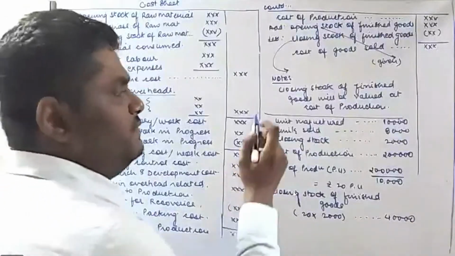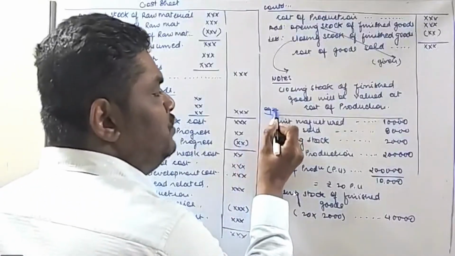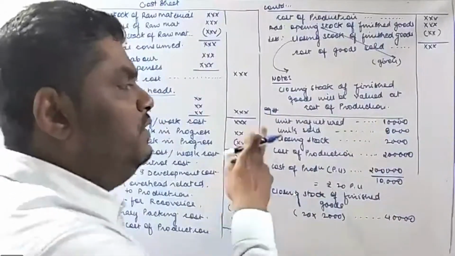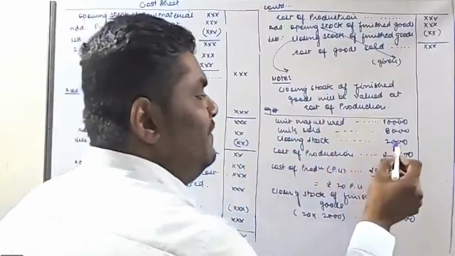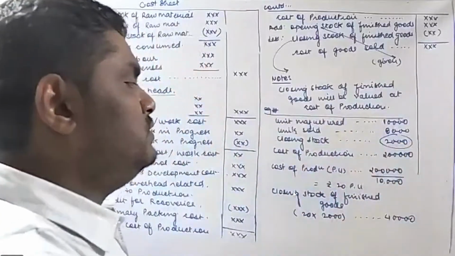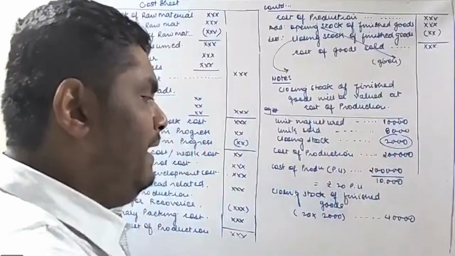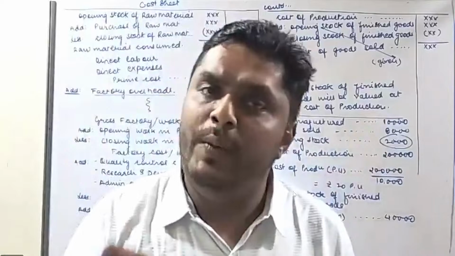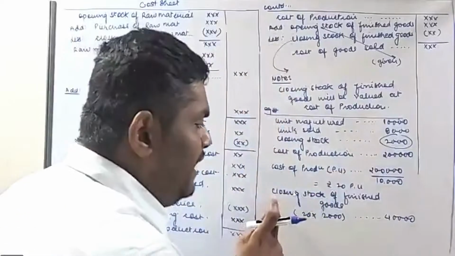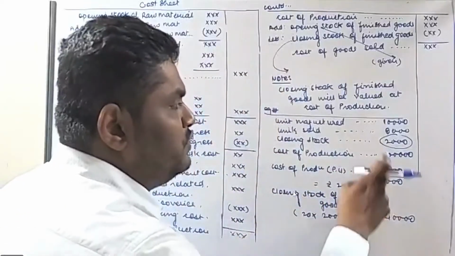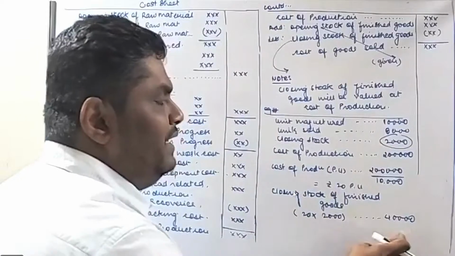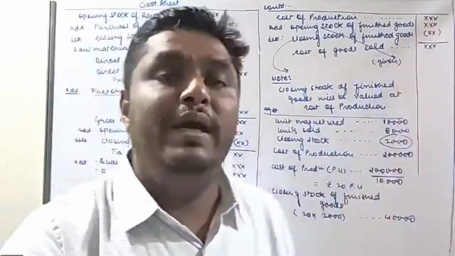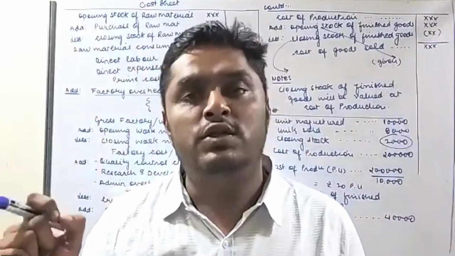I have discussed this with the help of an example. Assuming there is no opening stock, that is units manufactured are 10,000, units sold are 8,000. So we are left with 2,000 units in stock and the cost of production is 2 lakh. So 2 lakh divided by 10,000, the cost per unit is rupees 20. So when talking about the value of closing stock of finished goods, 2,000 units into 20, that is 40,000 will be the value that will be deducted while calculating cost of goods sold.